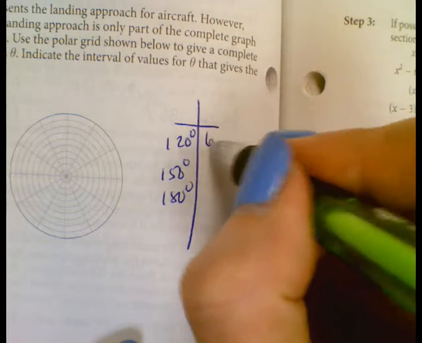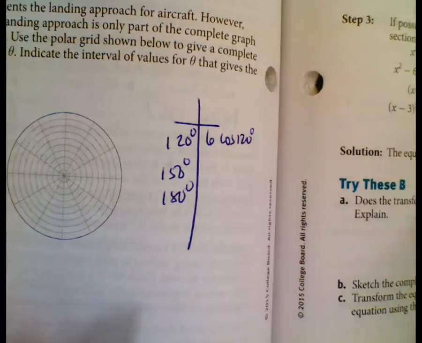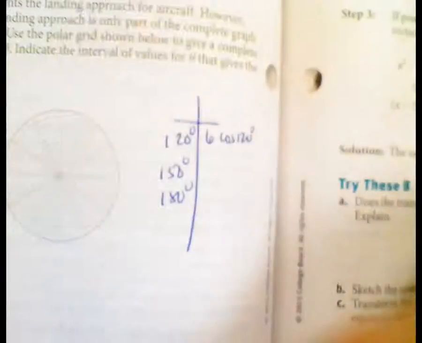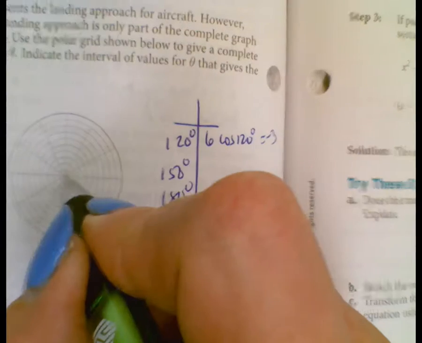Okay, so what's 6 cosine of 120? So the cosine of 120 is negative 1/2, but you guys can do all these on your calculator. 6 cosine of 120, it's going to be negative 3. So 120 is here. Okay, now be careful. 120 here, but it's negative 3, so it's going to go this way.